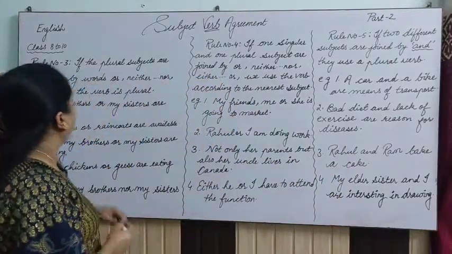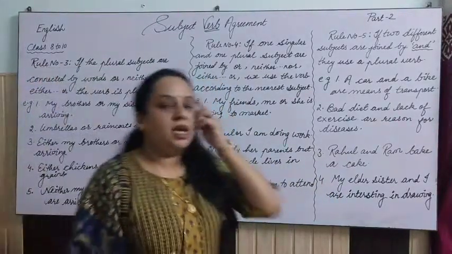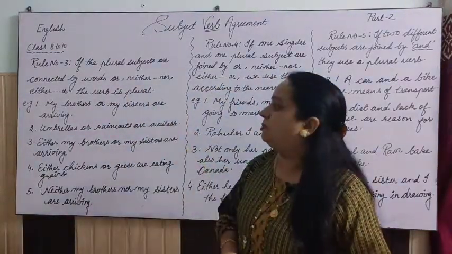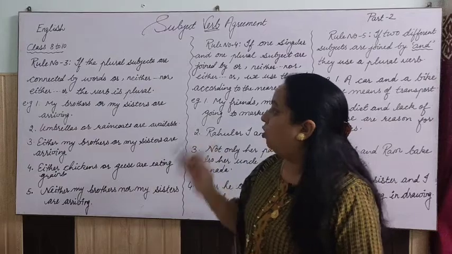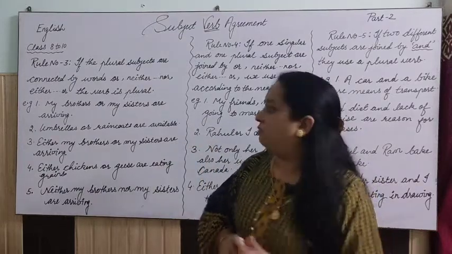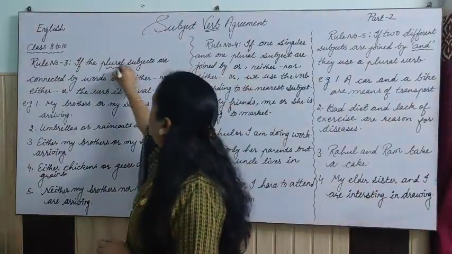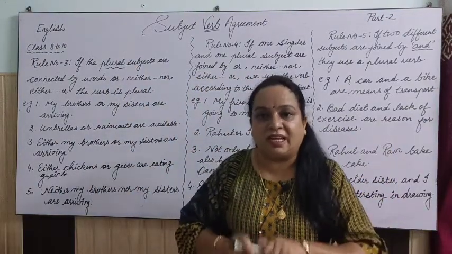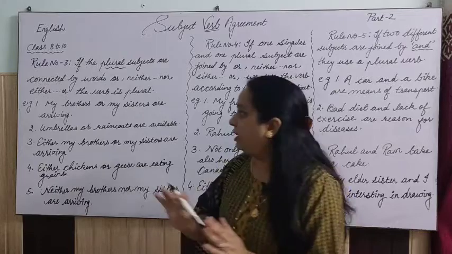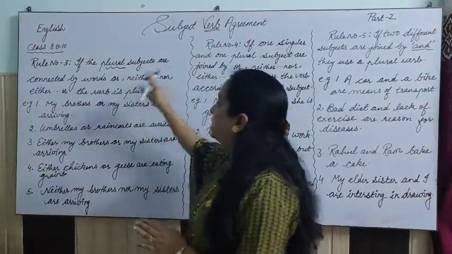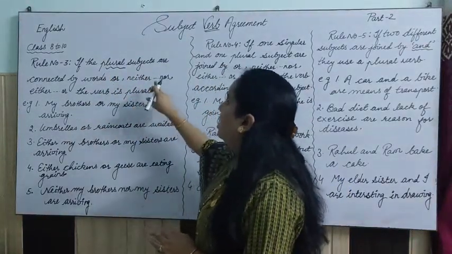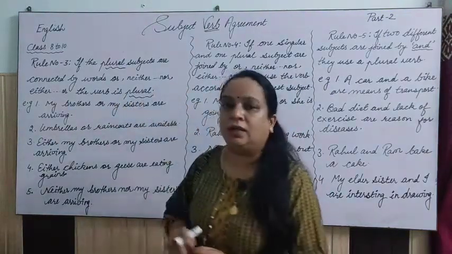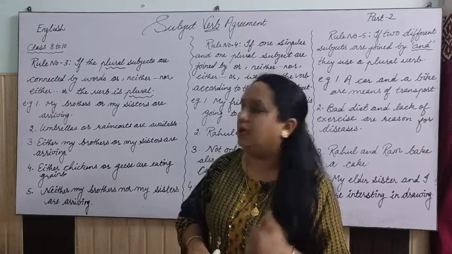When we talk about rule number 3, it is written here that if plural subjects are connected by the words either or, neither nor, see carefully, I am talking here about plural subjects. Rule number 2 was about singular subjects, but here it is about plural subjects, right? So if plural subjects are connected by the words or, neither nor, either or, the verb is plural. Clear? So this is very important.